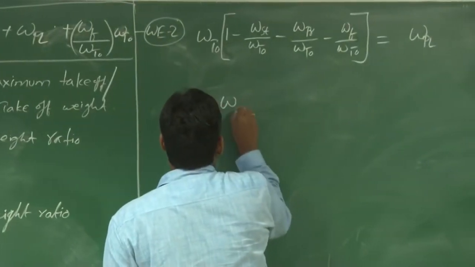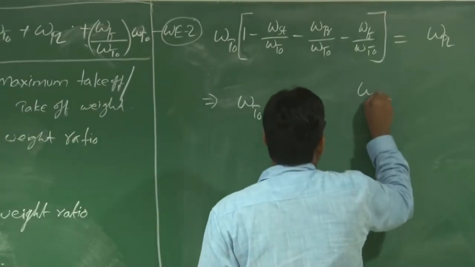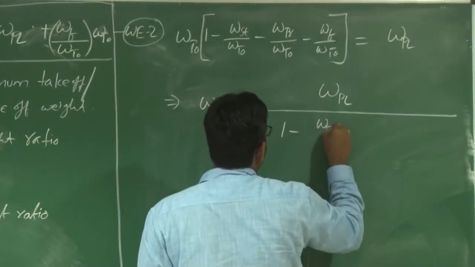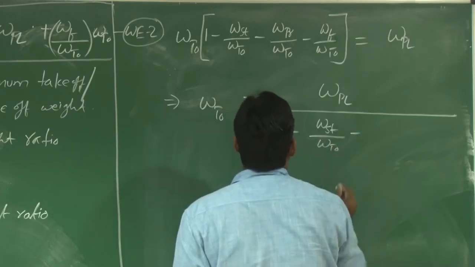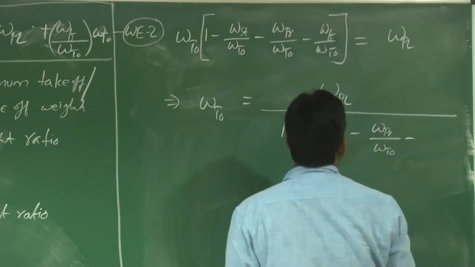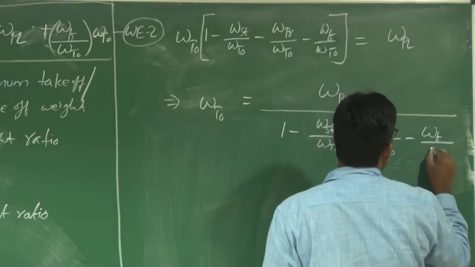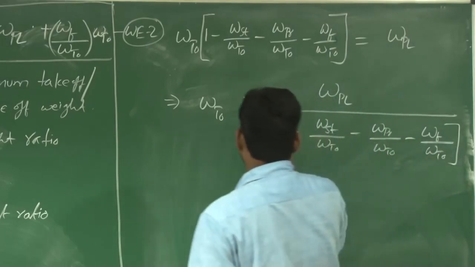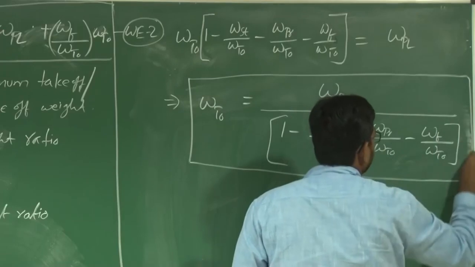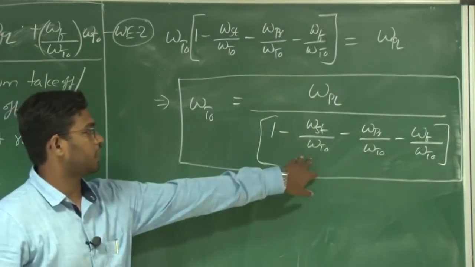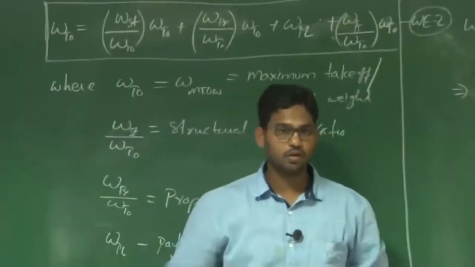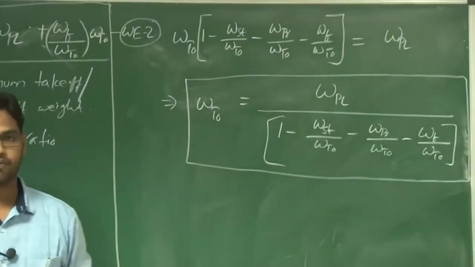This implies W takeoff is equal to W payload over 1 minus structural weight fraction, subtracted by propulsion weight fraction, and then minus fuel weight fraction. So if you know these values, the structural weight ratio, propulsion weight ratio and fuel weight ratio, since payload will be given as an input, you will be able to figure out the overall takeoff weight. Right?